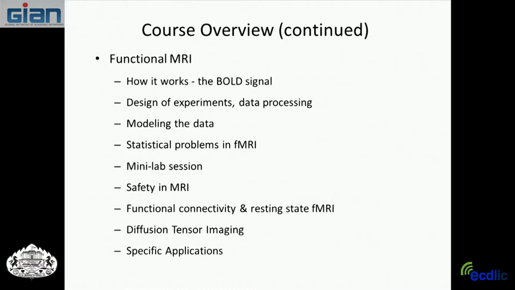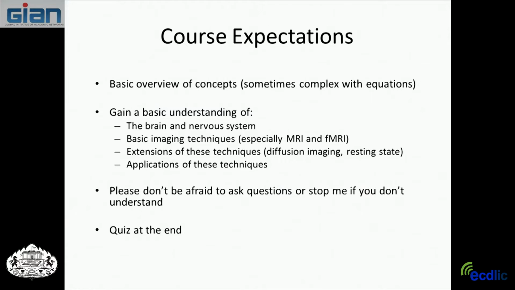Today we're going to go over more details of how we model the data and some of the statistical problems, and we'll finish up the week with MRI safety, functional connectivity and resting state fMRI, and diffusion tensor imaging, and we hope to get into some applications of this technique as well. Again, the course expectations are just to get a basic overview of the concepts here and gain a basic understanding of the brain and the nervous system, some imaging techniques, the extensions of these techniques, and some applications.